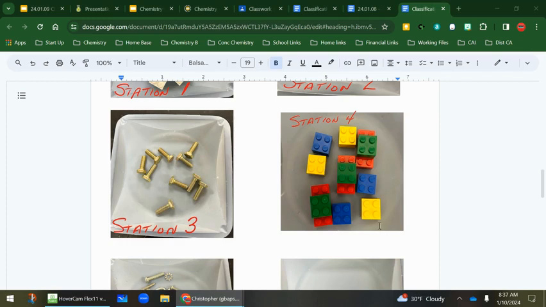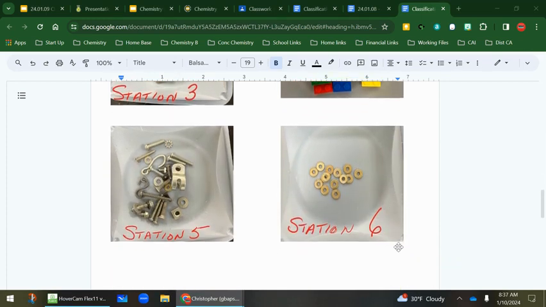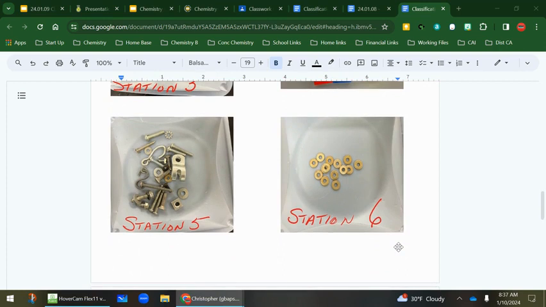Good. All right, station 5, ladies and gentlemen. All those things together. Levi. I was trying to represent a heterogeneous mixture here. All different things in here. Some of them are like hooked together like compounds. Some of them are just plain and simple, just pieces like elements, but there are all different things here.